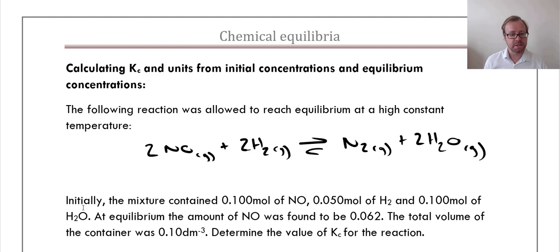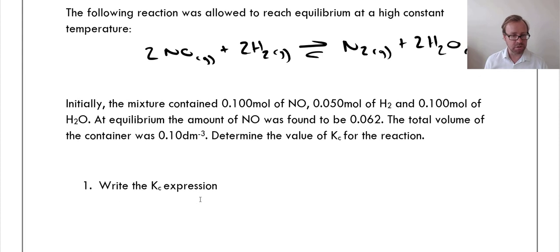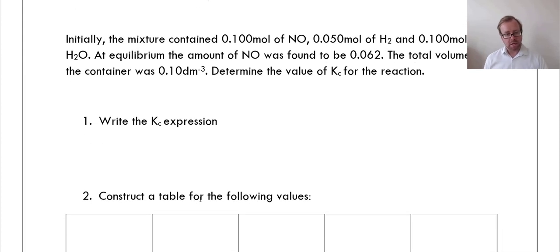Initially the mixture contained 0.110 mole of NO, 0.050 moles of H2, and 0.100 moles of H2O. At equilibrium, the amount of NO was found to be 0.062. The total volume of the container was 0.10 dm cubed. Determine the value of Kc for the reaction. Okay, I'll give you a minute just to think about what's happening. You can write the Kc expression while you're waiting.